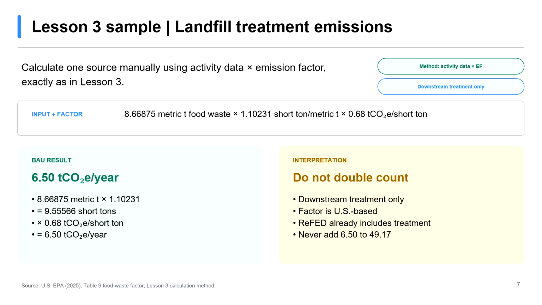This slide applies the lesson 3 formula to one emission source: activity data multiplied by an emission factor. The annual waste mass of 8.66875 metric tons is converted to 9.55566 short tons. The US EPA food waste landfill factor is 0.68 metric tons of carbon dioxide equivalent per short ton. Multiplying them gives 6.50 tons of carbon dioxide equivalent per year for downstream landfill treatment. This is a transparent sample calculation only. It is US-based and it must not be added to the calculator total because the calculator already includes downstream treatment.